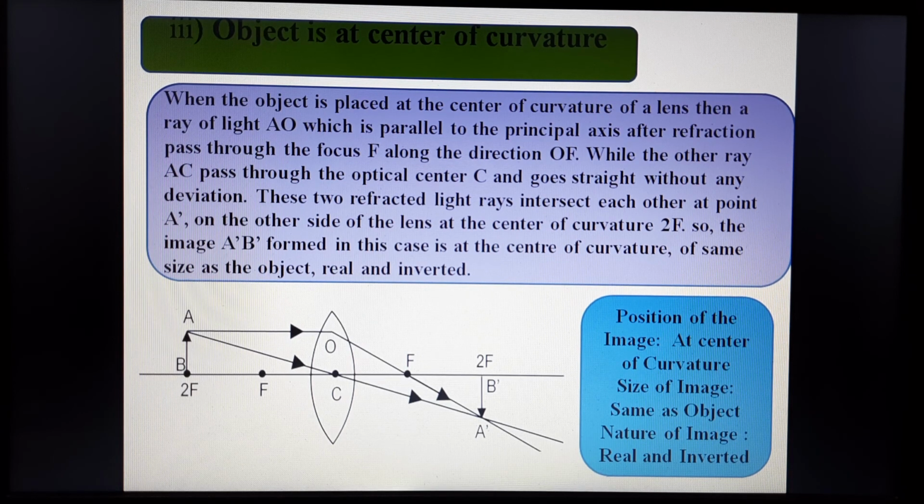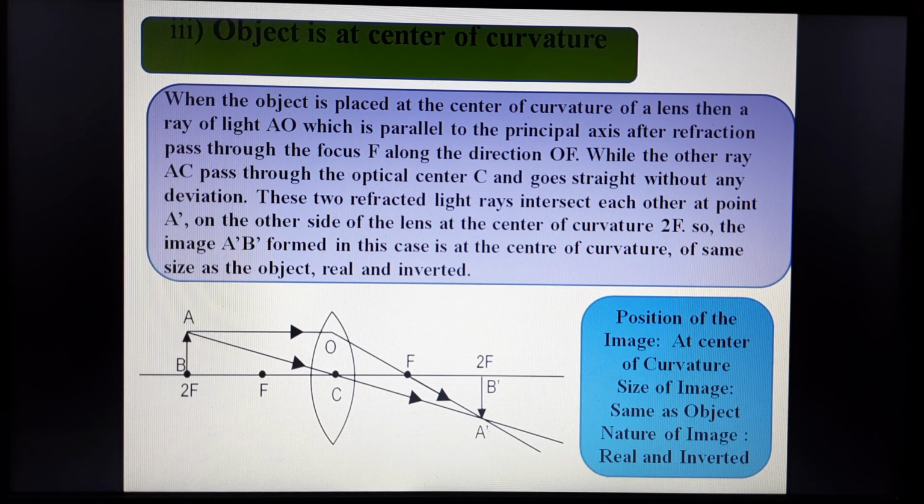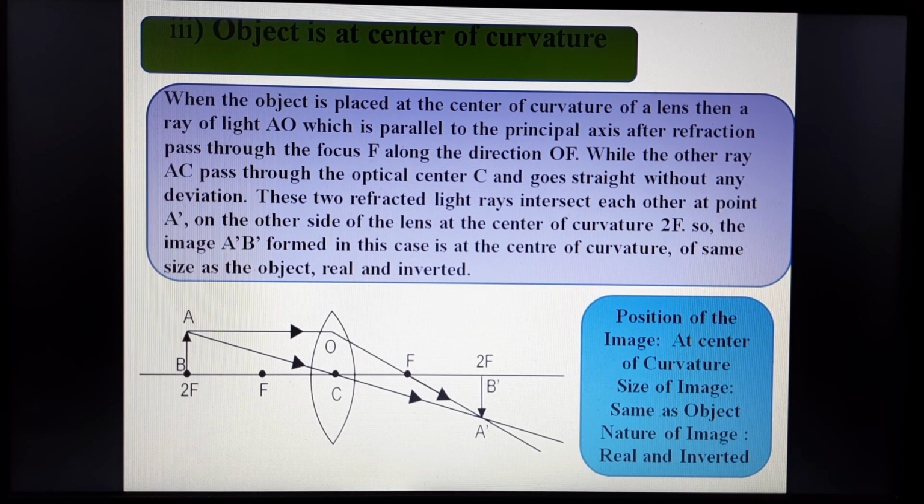And here is another word, inverted image. Here the image is inverted because the direction of the image and the direction of the object are opposite to each other. So this type of image is called an inverted image. So boys, this is our real image and this is our inverted image, you see in the figure.